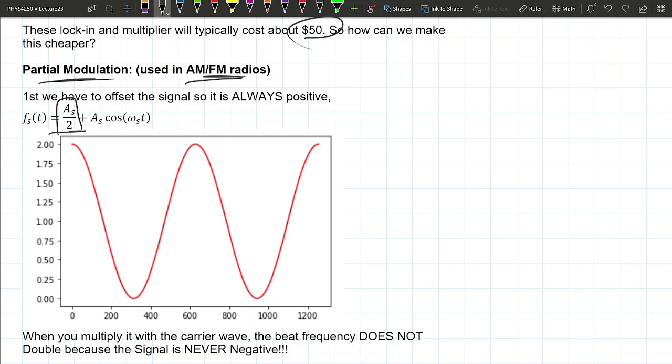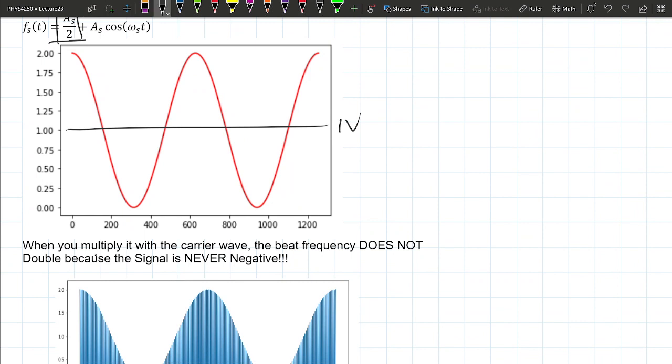Okay, notice that this signal is always positive, right? The previous signal could be positive or negative, right? So instead of oscillating around 0, it's oscillating about 1 volt. Okay, it doesn't have to be 1 volt, but you never want the signal to go negative. Okay, so that's the difference. When you multiply this with the carrier wave, it's still going plus or minus.